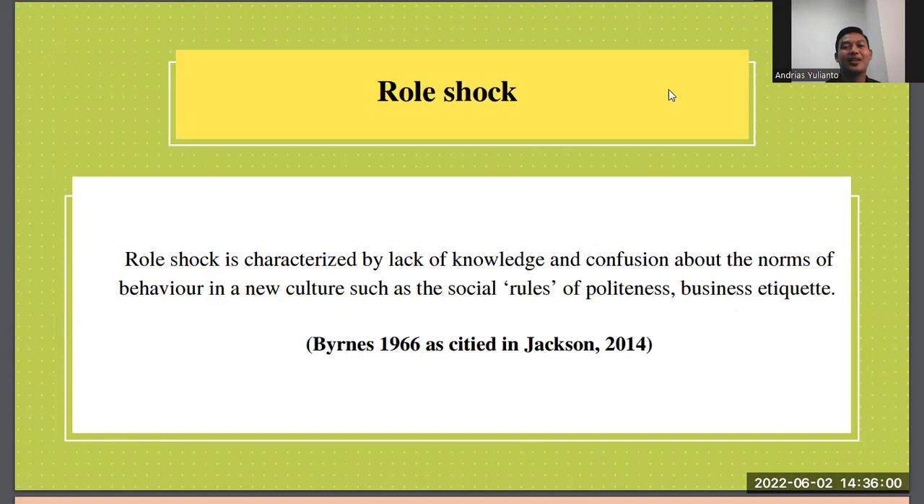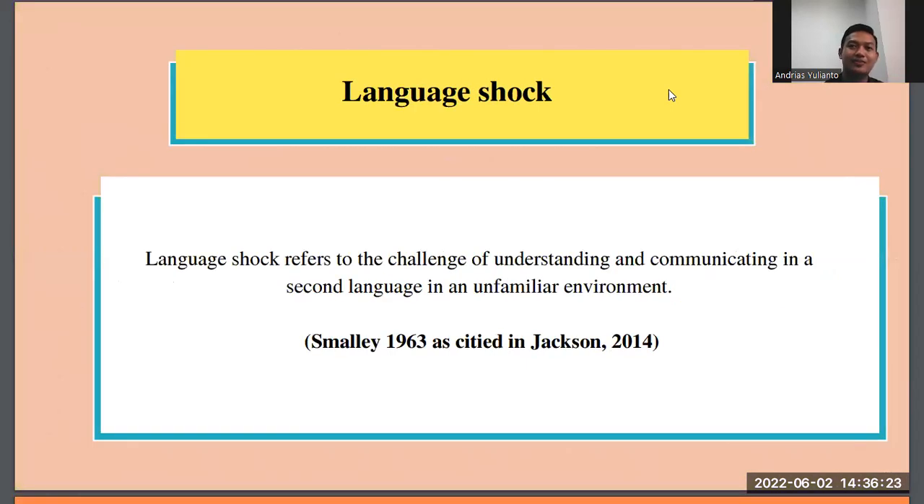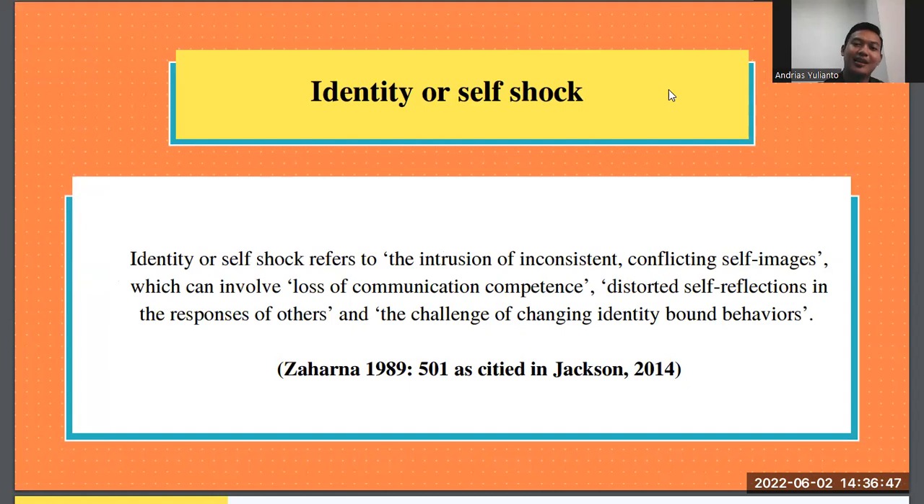Same thing with role shock. Role shock is characterized by lack of knowledge and confusion about the norms of behavior in a new culture, such as rules of politeness and business etiquette, which are different from our hometown, home country, home environment. And also the same with language shock. Language shock refers to the challenge of understanding and communicating in a second language in an unfamiliar environment. So it is a challenge for us to communicate and understand a new language. And identity or self shock is the intrusion of inconsistent, conflicting self-images, which can involve loss of communication competence, distorted self-reflections in the responses of others, and the challenge of changing identity-bound behaviors.